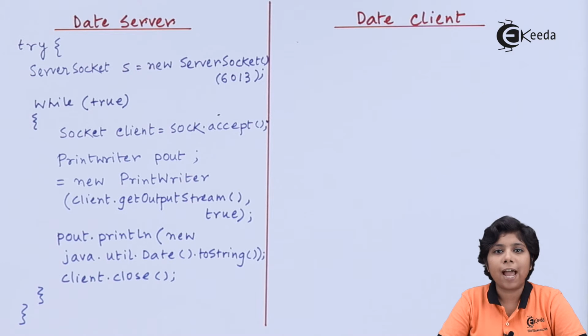Now as far as the client is concerned, it is creating a socket of the client class and then requesting a connection for getting the info, listening to the port by connecting to that server. According to the port number that we have mentioned, 6013, the client wants to get connected and get the info about the current date and time from the server.